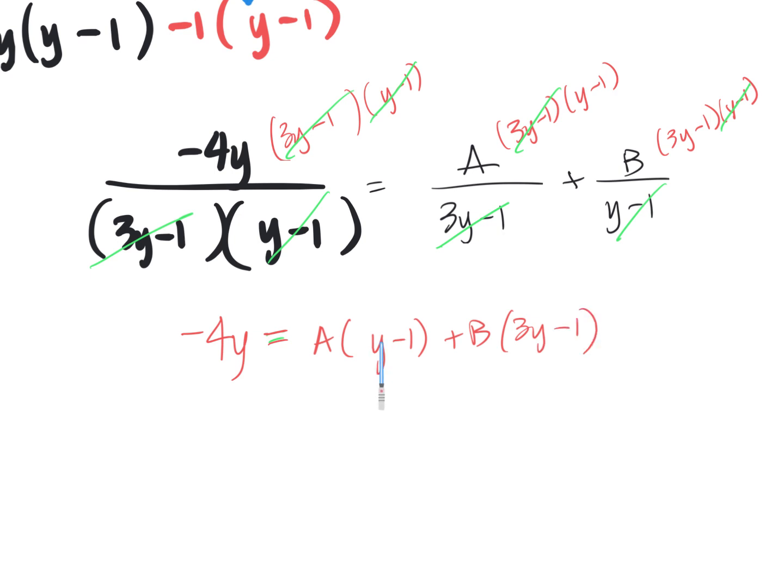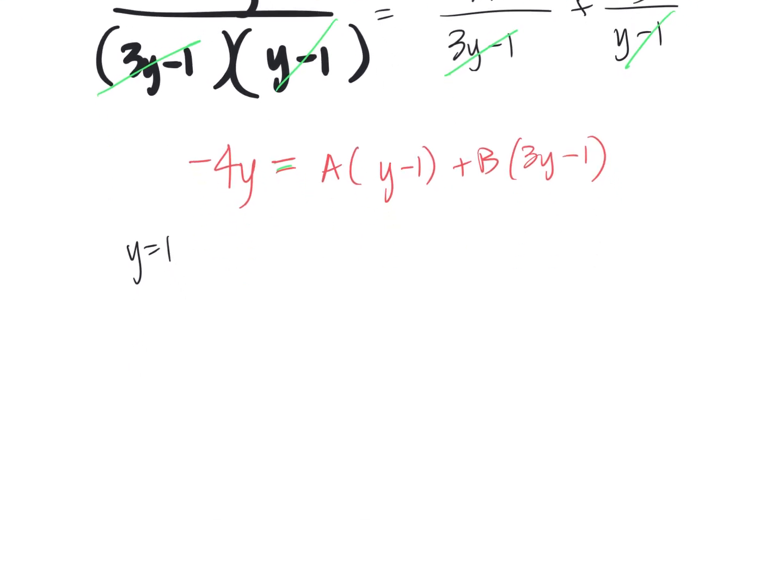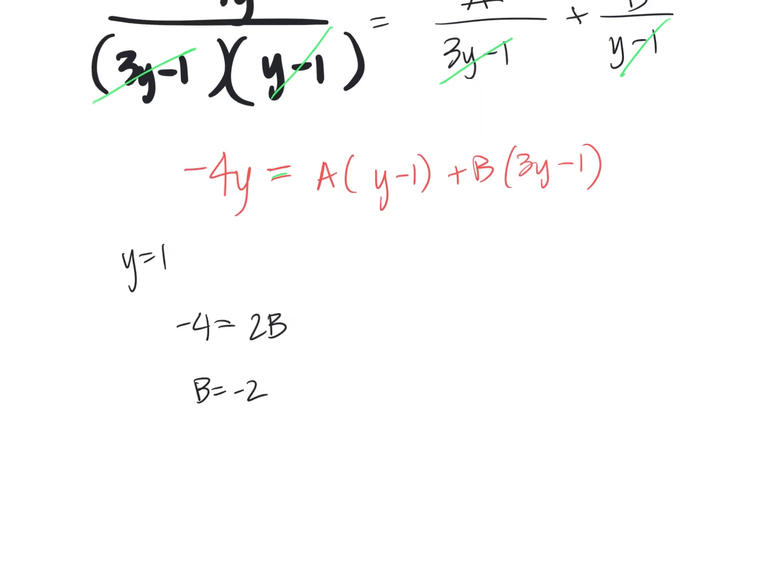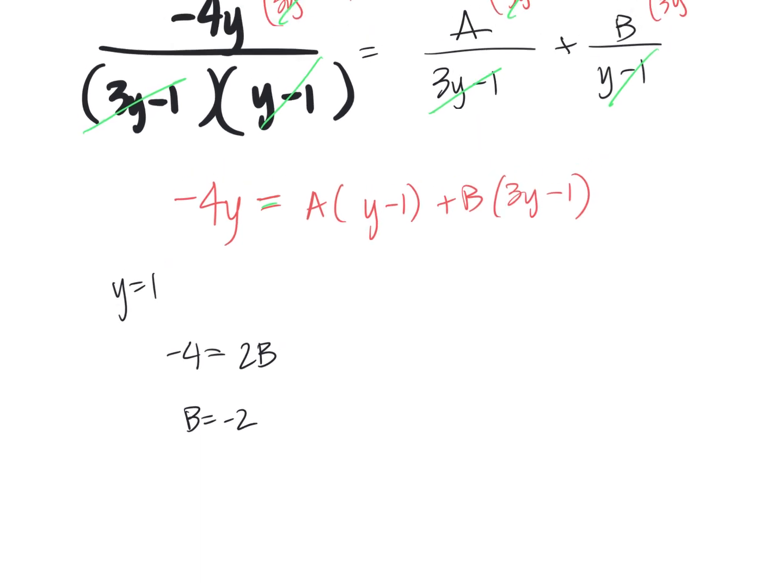Funky step. What is my y going to be here? My y is going to be 1, right? So when I chose a 1, because that's what's going to make this quantity 0. When I plug a 1 in right here, what would I get? Negative 4 equals no A's and 3 times 1 minus 1, so 2 B's. Final answer? Beautiful. This is a little uglier.